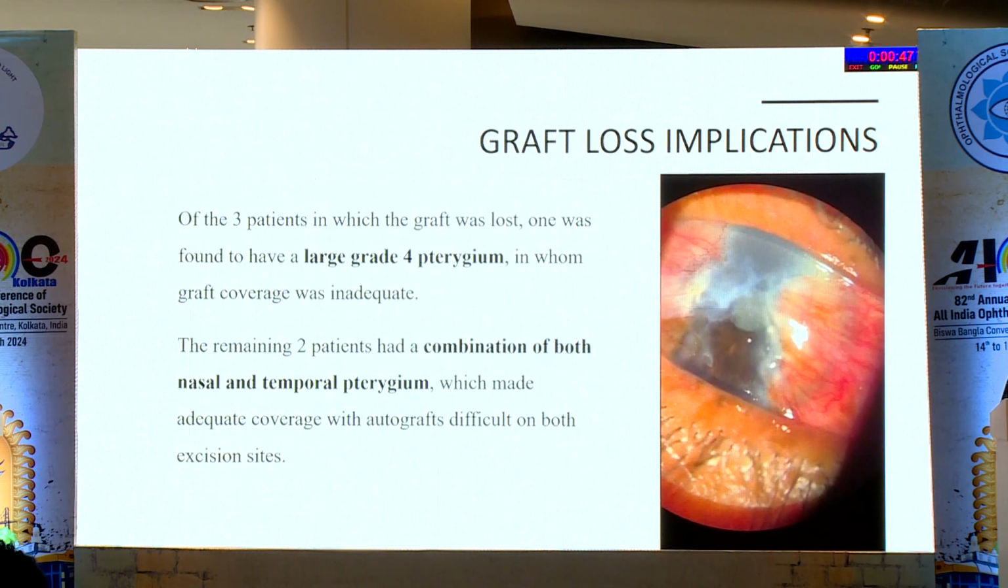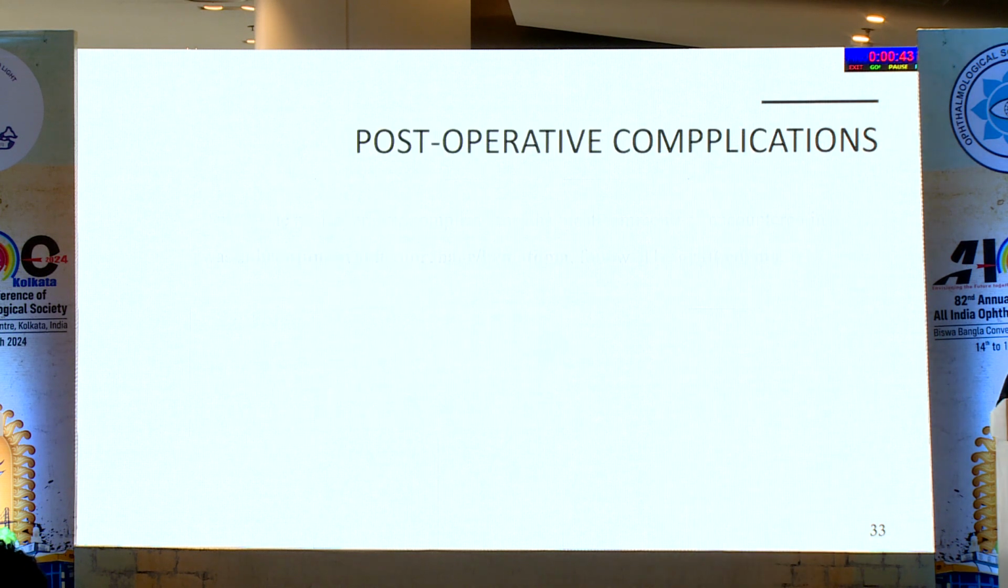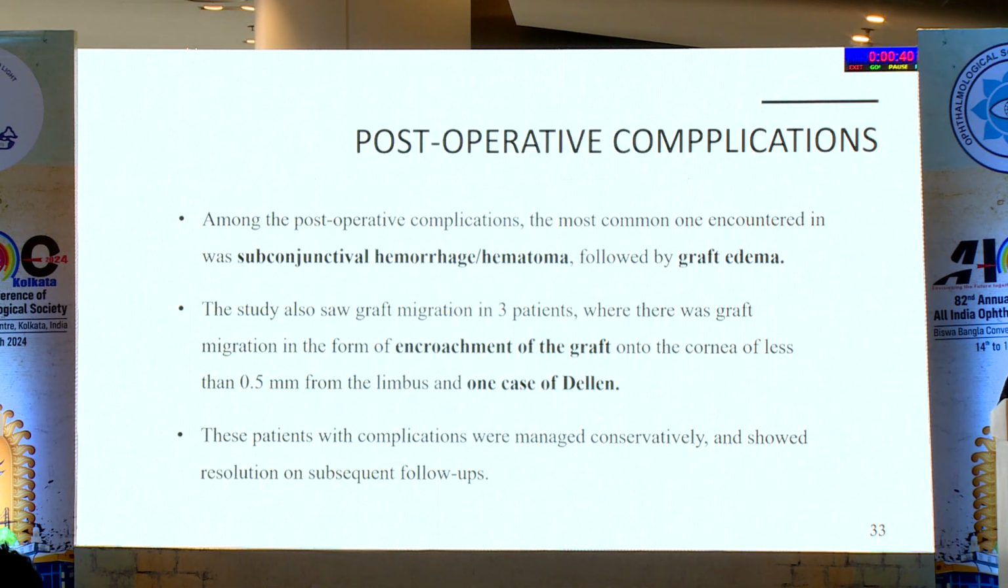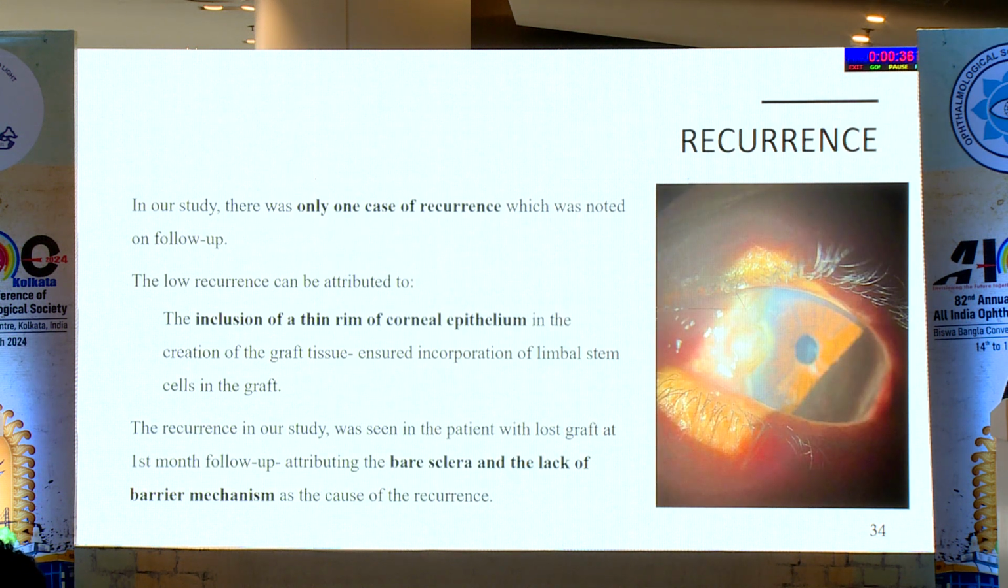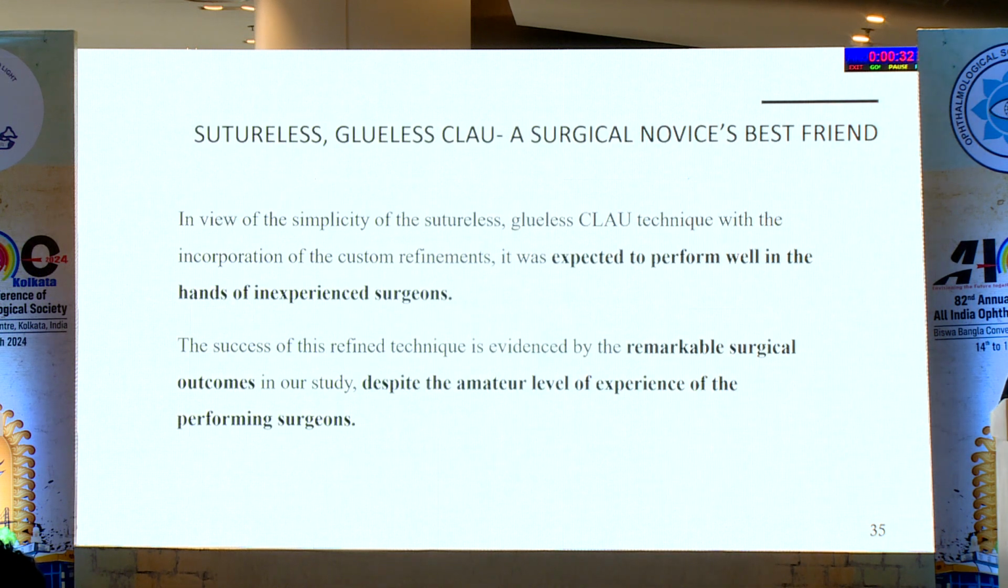So only 3 cases of graft loss were encountered, mainly because of inadequate graft coverage. Postoperative complications were trivial, the most common being subconjunctival hemorrhage. There was 1 case of recurrence, and the low recurrence is mainly because of the inclusion of the limbal stem cells in our graft. In view of the simplicity of this technique, it was expected to perform well in the hands of inexperienced surgeons, and the surgical outcomes speak for themselves.